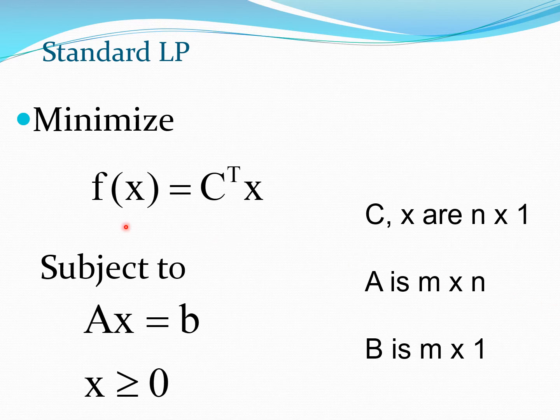So you recall that essentially this problem involves minimization of the function f of x, which is c transpose x, where c and x are n by 1 vectors, n being the number of design variables. And this minimization problem is subject to constraints. The first constraint is Ax equals b, where A is an m by n matrix and b is an m by 1 vector. And also there is a constraint that x should always be greater than or equal to 0. So this essentially constitutes the standard linear program.